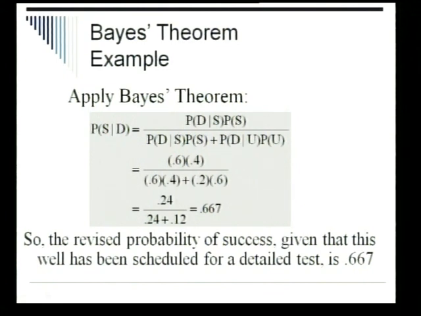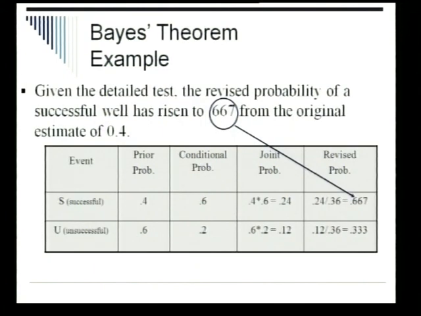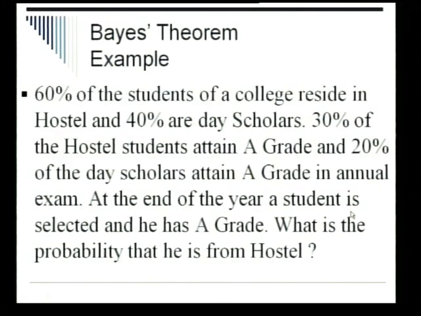The same thing we can explain in tabular form. S is a successful and U an unsuccessful event, so these two are the events. Corresponding prior probabilities are available, 0.4 and 0.6. Conditional probabilities are also there, D given S is 0.6 and D given U is 0.2. The corresponding joint probability is obtained by multiplication of these two columns, that is D intersection S and D intersection U, and the corresponding revised probability we can obtain, right. So we have another example also.